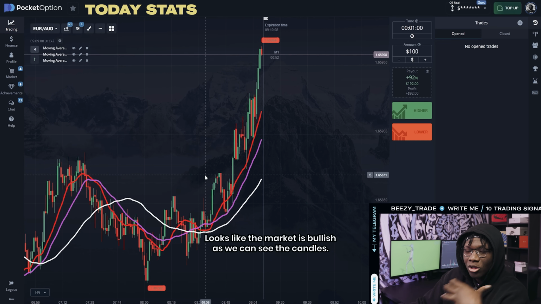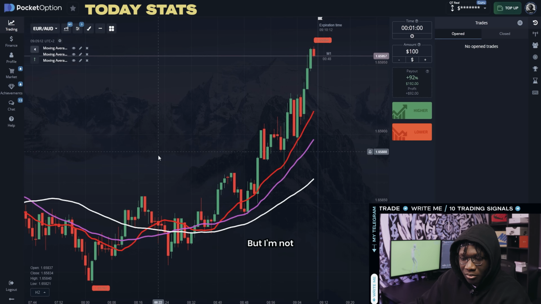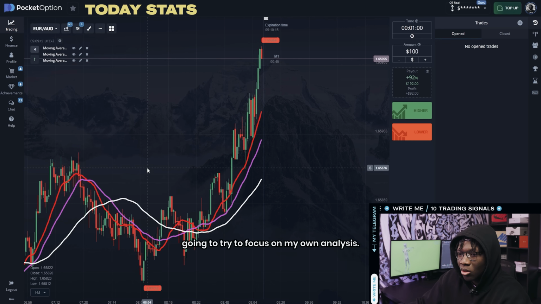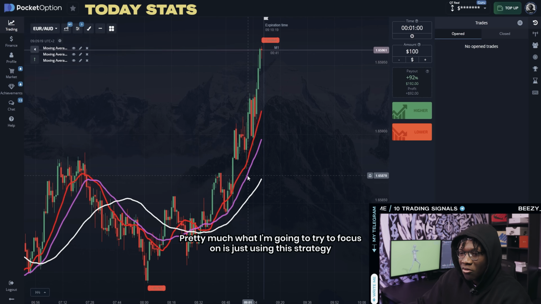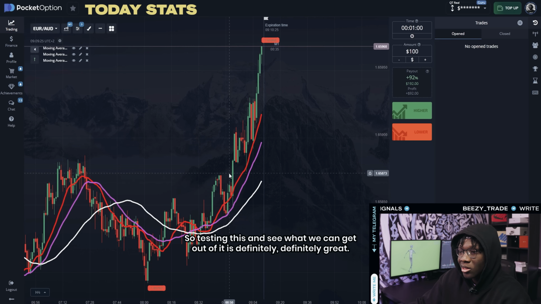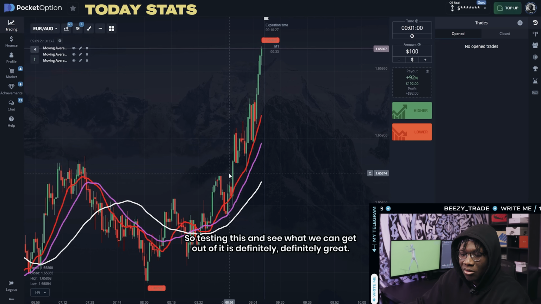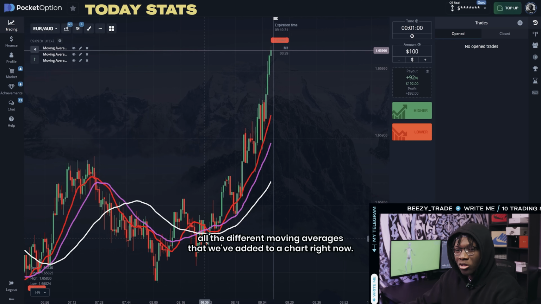Looks like the market is bullish, as we can see from the candles. But I'm not going to focus on my own analysis. Pretty much what I'm going to focus on is just using this strategy and looking forward to enter. No strategy is perfect, so testing this and seeing what we can get out of it is definitely great. We've explained all the different moving averages that we've added to the chart right now.